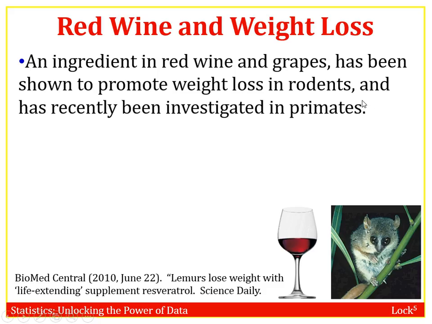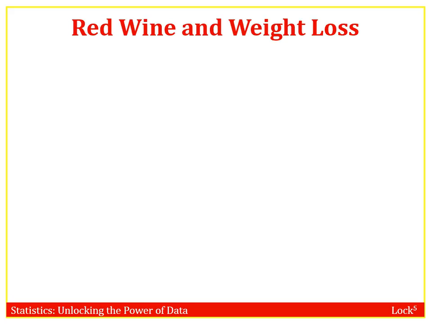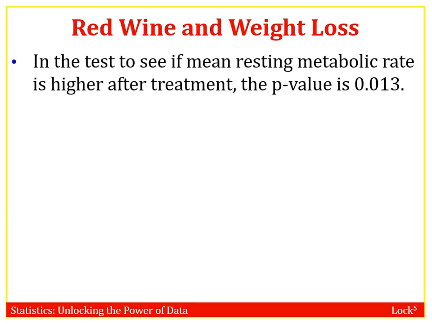But this ingredient in red wine and grapes has been shown to promote weight loss in rodents and has been investigated with primates. So we're using lemurs here, and we're going to give them that supplement in the red wine for 4 weeks, and then we're going to look at the results that we get. Now, we want to look at their resting rate, and suppose we ended up getting a p-value of 0.013.